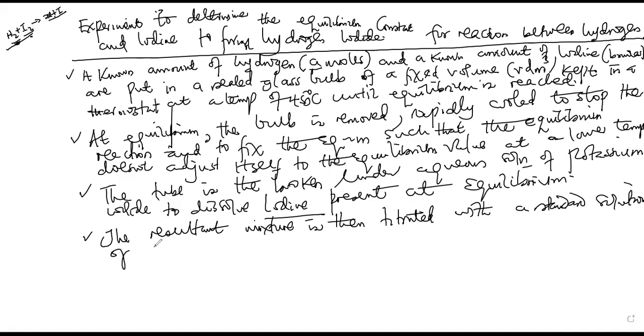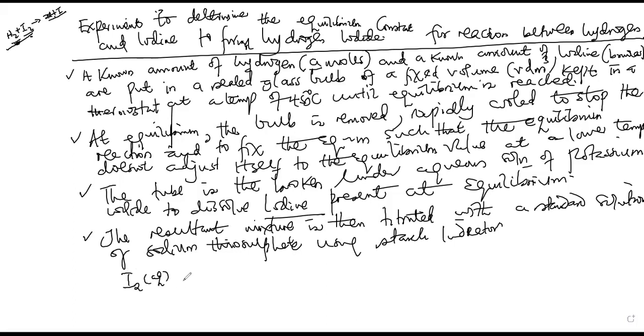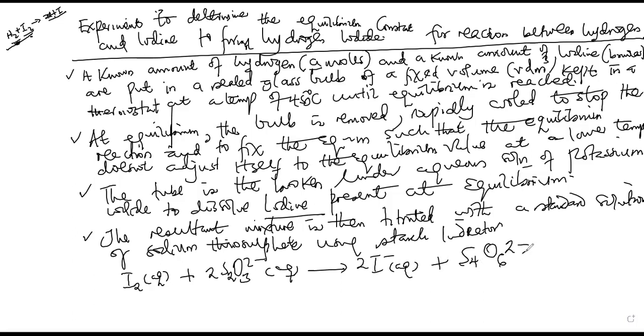the resultant mixture is then titrated with a standard solution of sodium thiosulfate, using starch indicator. It means that if you have standard sodium thiosulfate, by getting its moles, you can as well get the moles of iodine, and thus the amount of iodine. Because if you have iodine aqueous plus thiosulfate ions, you form iodide ions plus the tetrathionate ions. Now, here you can get the amount of iodine present at equilibrium.